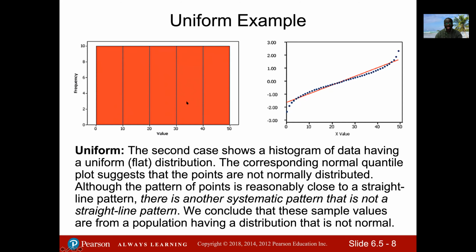Now, without even looking at the histogram, just the QQ plot, it is reasonably close to a straight line. However, it shows a systematic pattern along the line. So we conclude that these sample values are from a population having a distribution that is not normal, or it's not from a normal distribution.